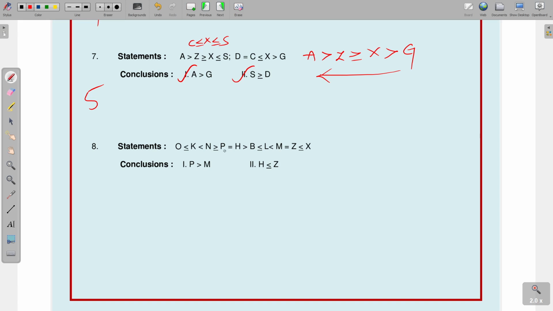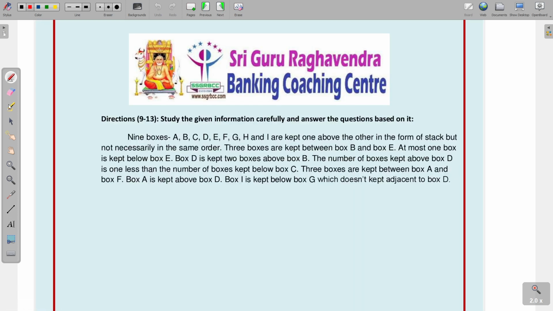P greater than M. So P here and M here, both signs are opposite. This is not correct. H less than or equal to Z, and H here and Z here. So in place of H, H equal to P. So in place of H, we can write P also, and in place of Z, we can write M also. Okay. So see, first conclusion is P greater than M, and the second one is P less than or equal to M. This is also not correct, but both are complementary pairs. So either one or two follows. And let us move on to the next one. Directions 9 to 30.